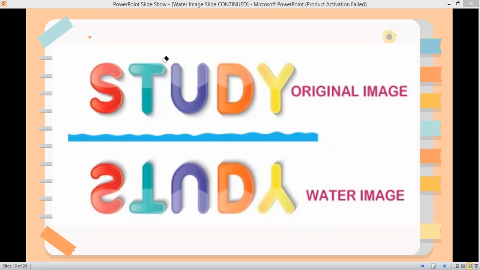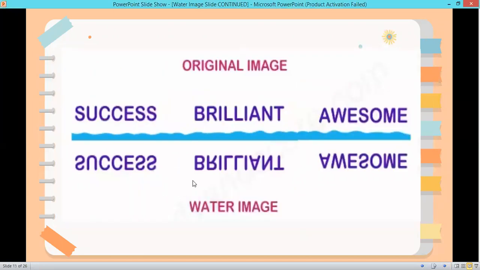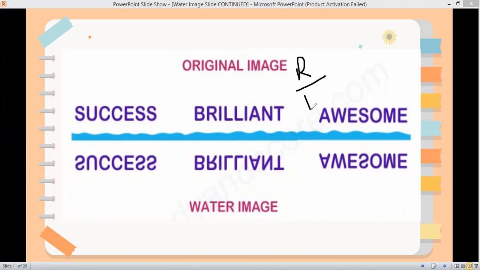So it's very easy when you practice more and more, and you will be able to solve all the questions quickly. All you need is to practice more and more. Here are a few examples, success, brilliant, and awesome, that I have given. I'll take one example, brilliant. The water image of B will remain B. You can practice it. And R, suppose this is R and a water body is placed here, so R will be like this. I will remain the same. L will be inverted. This lower part will come to the top and the top part will come to the lower part.